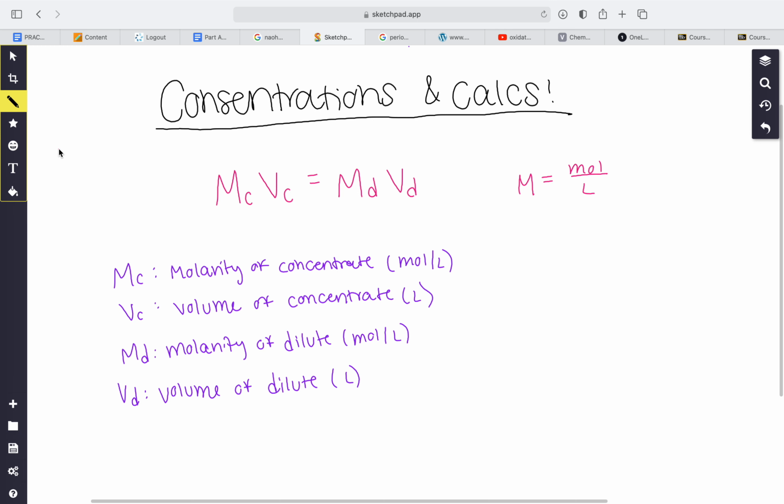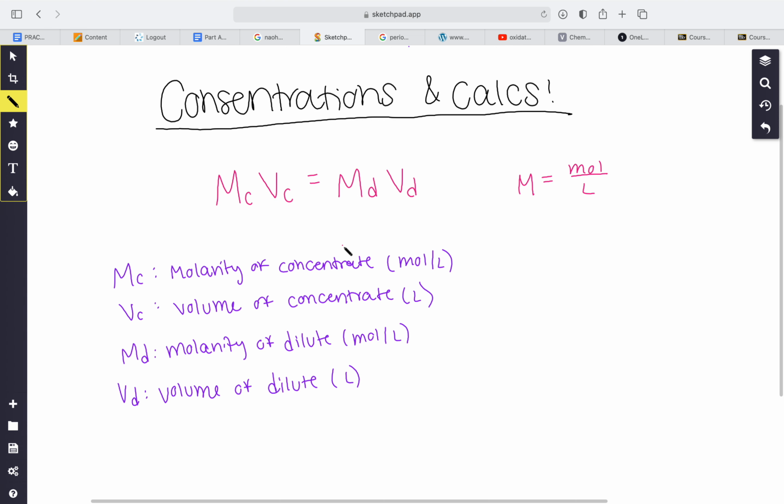In this video, I'm going to be going over concentrations and calculations. There's two main equations that we want to be focusing on in this section: the molarity equation, and what's kind of like a molarity ratio equation. I don't know if there's any specific name for it, but that one is the molarity of the concentrate times the volume of the concentrate is equal to the molarity of the dilute times the volume of the dilute.